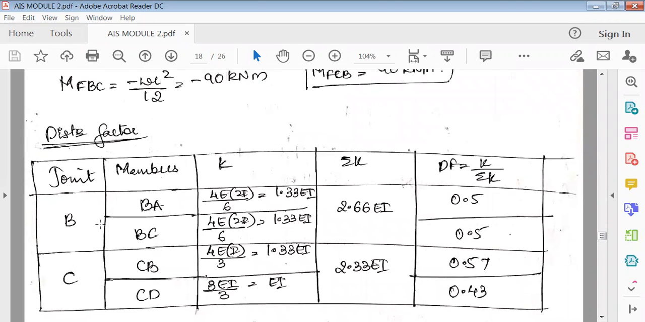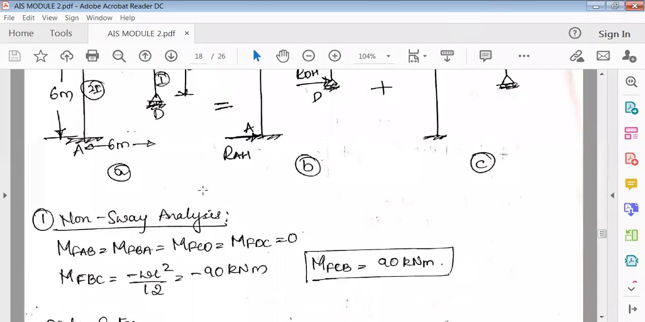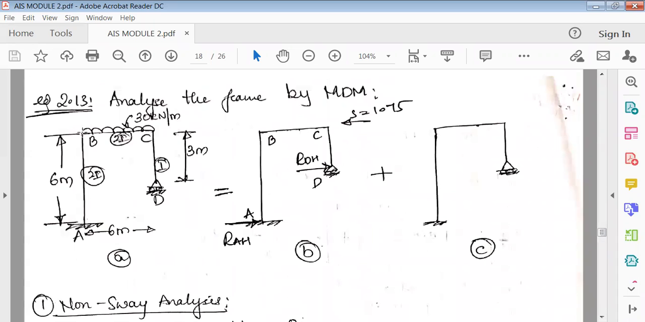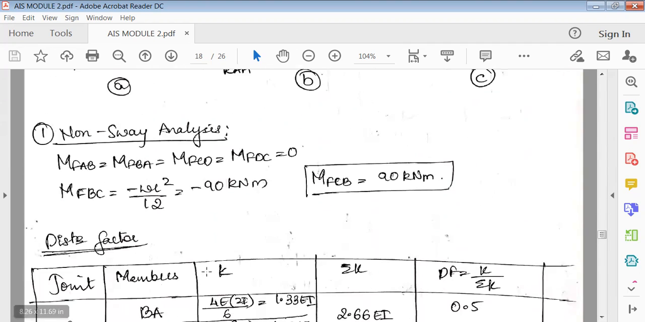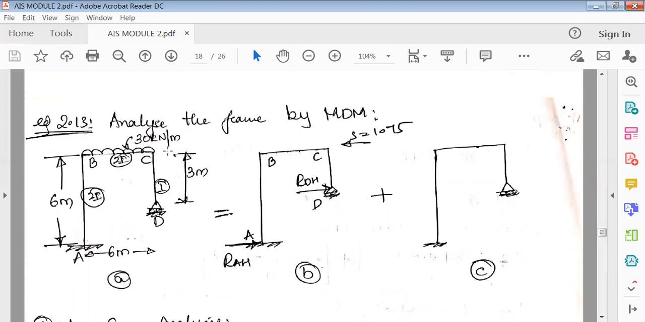After finding the fixed end moments, next is the joint distribution factor. To find the distribution factor, there are two joints here, that is B and C. So BA and BC is one, CB and CD is another. BA is a fixed support, so it is 4 EI by L from B to A. Again B to C, because C is the intermediate support. When you open this frame, C is like the intermediate support.